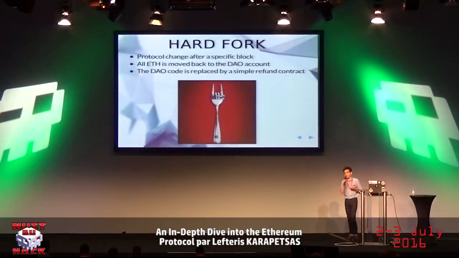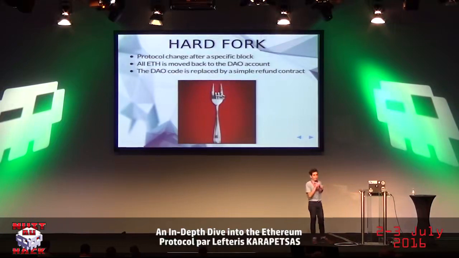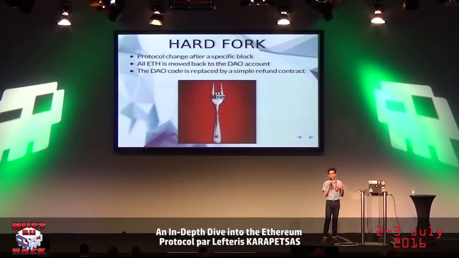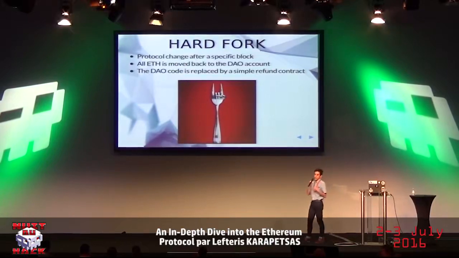Currently, the other proposal that is on the table, and it's something that really splits the community, is a hard fork proposal. So this is a proposal to create new clients and have a fork. At a specific block, the Ethereum blockchain would fork, and after that block, all of the Ether that has to do with the DAO will be moved back to the DAO account.